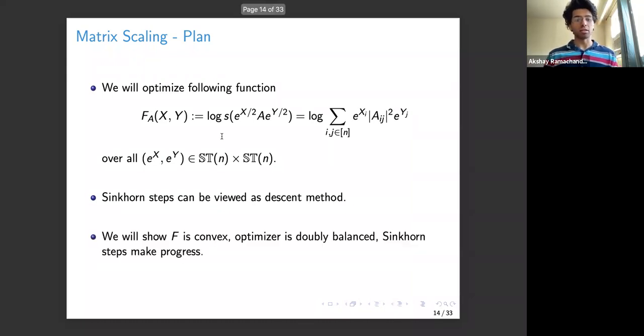And the best part is that f is convex. So we are doing optimization on a convex function. And once we find the optimizer, those are exactly the double balanced scalings. And Sinkhorn step is a descent method, is a convex optimization method for this problem. Right? So that's the plan for the rest of the lecture, to show how to analyze Sinkhorn scaling for matrix scaling. Cool.